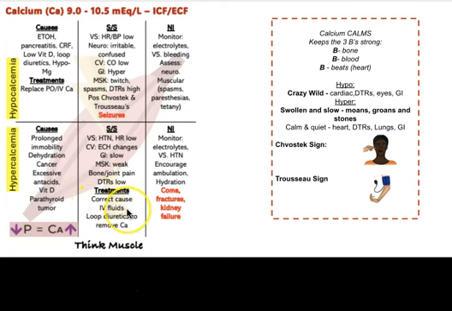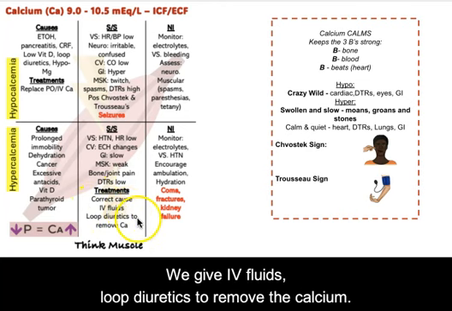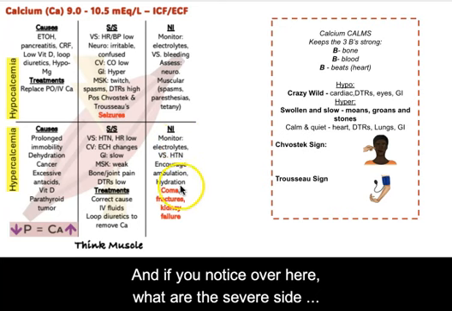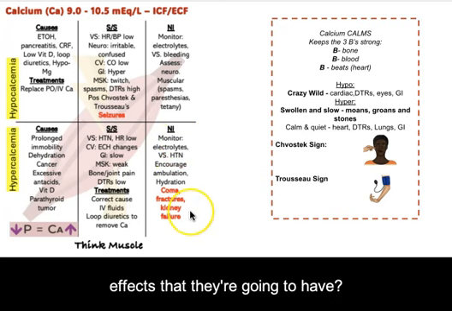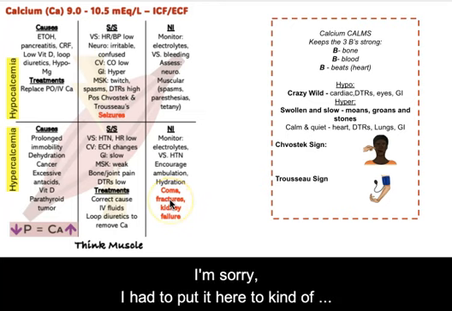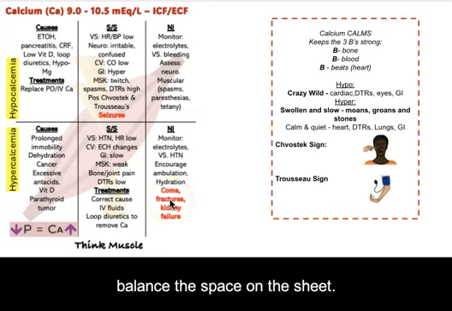And how do we treat this? We correct the cause. We give IV fluids, loop diuretics to remove the calcium. Too much calcium in the blood. We need to remove it, right? And if you notice over here, what are the severe side effects that they're going to have? The signs and symptoms. I'm sorry, I had to put it here to kind of balance the space on this sheet. So the signs and symptoms, remember we said calcium calms.